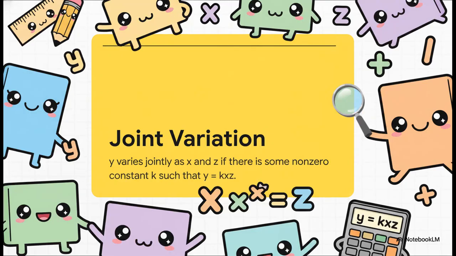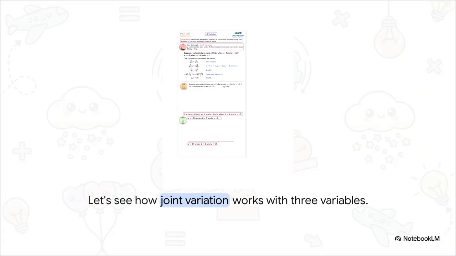So what happens if something depends on more than one other thing? Well, that's where joint variation comes into play. It's really just like direct variation, but now we're multiplying our K by 2 or more variables. For example, the area of a rectangle varies jointly with its length and its width. See? More than one thing. The logic here is exactly the same. We've just got an extra variable in the mix.